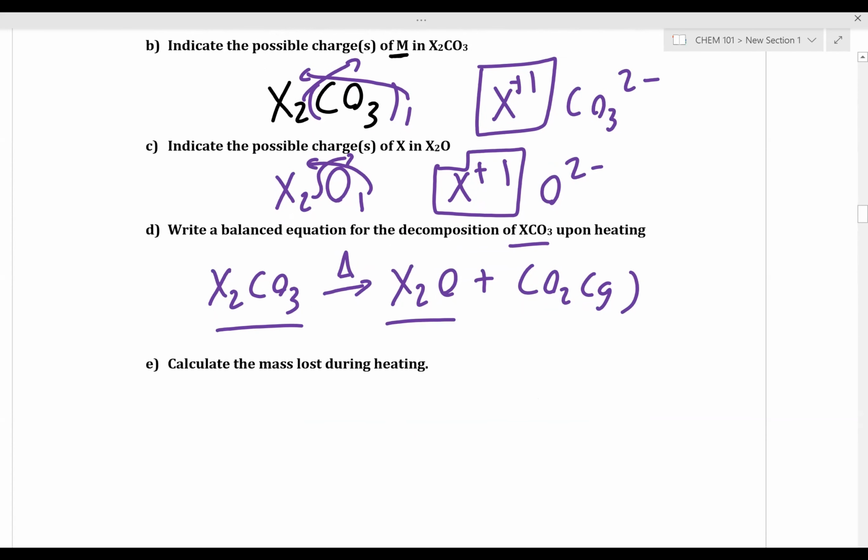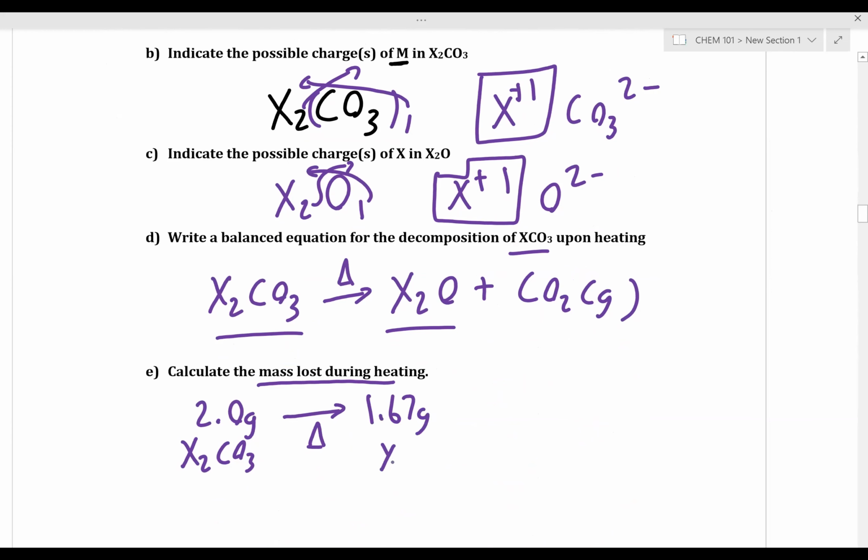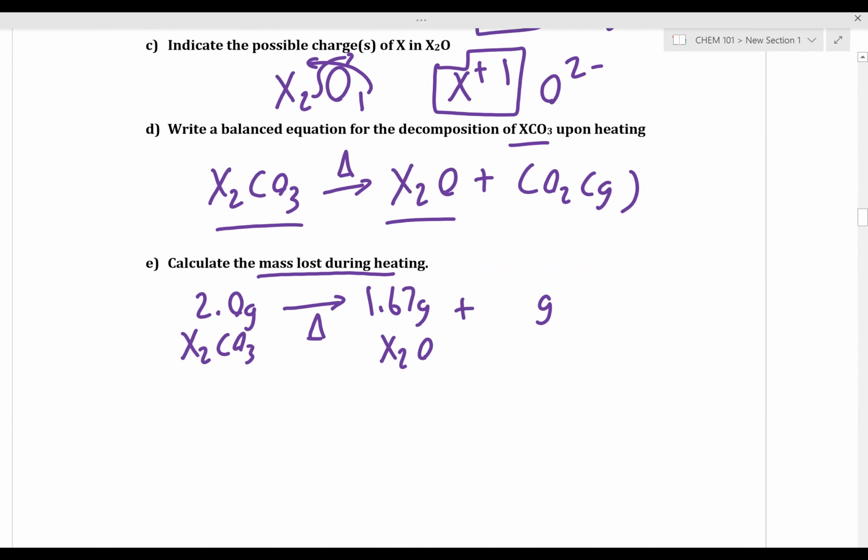Okay. So next we're asked to calculate the mass loss during heating. So if we start off with 2.0 grams of X2CO3, and in the end, after heating, reading through the problem, we get 1.67 grams of our metal oxide. Okay, what is the remaining mass going to be? By conservation of mass, can we calculate the mass of carbon dioxide that we've lost from our solid? Can we? Yep, exactly. We can calculate it via difference. And 2.0 minus 1.67 gives us 0.33 grams.